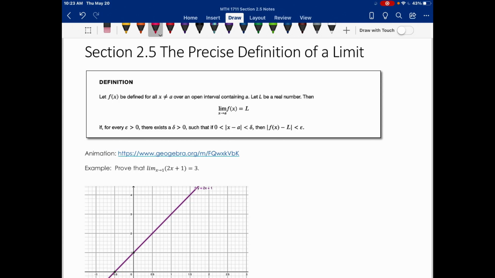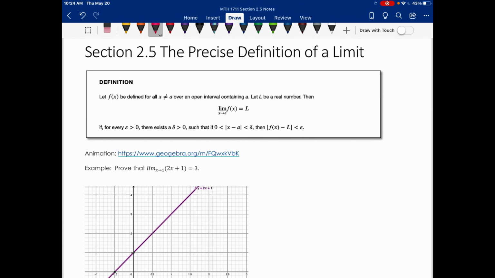This isn't going to be a major part of your exams, but it is important to cover this because, like I said, limits is a huge part of calculus. Everything in calculus is based on the idea of the limit. So it's really important to make sure that we cover this so we have a good foundation.